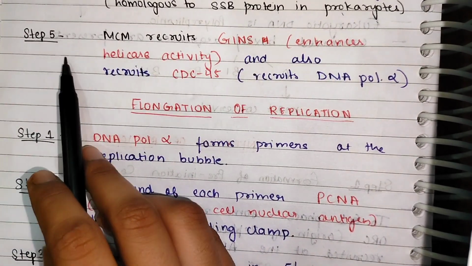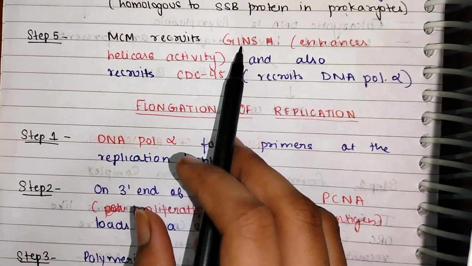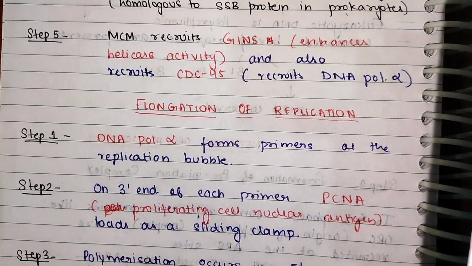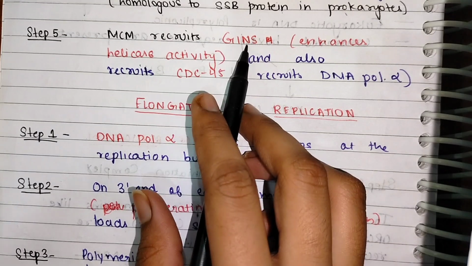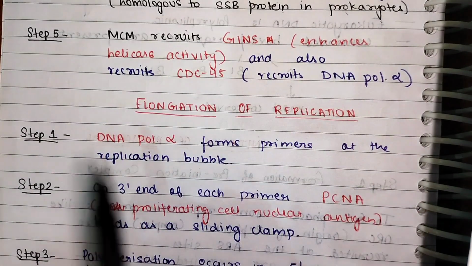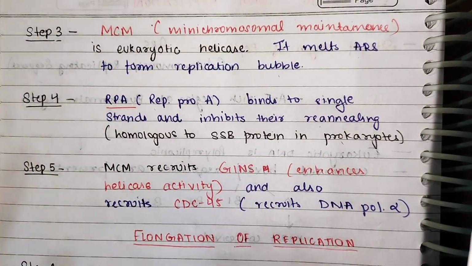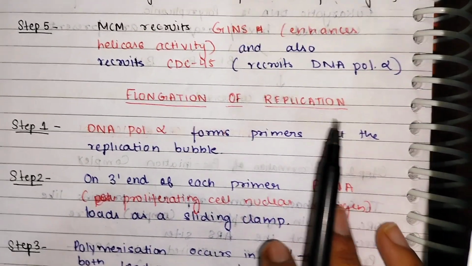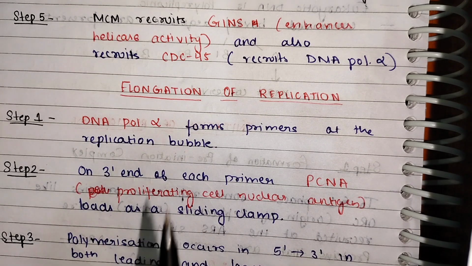Step number 5 is that MCM will recruit GINS and also will recruit CDC45. Now the function of GINS is basically to enhance the helicase activity of the MCM. And what is the function of CDC45? It will recruit the DNA polymerase alpha. And we'll study the function of DNA polymerase alpha in the elongation process.